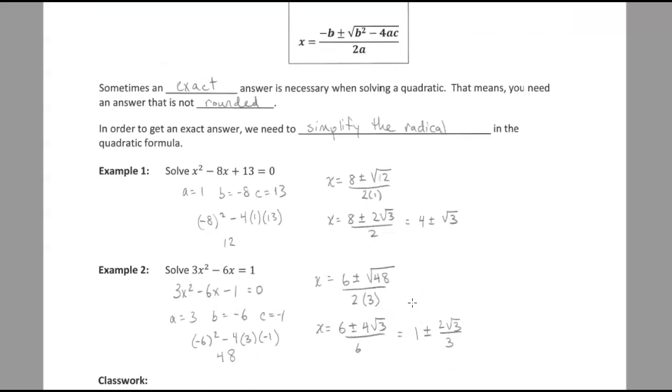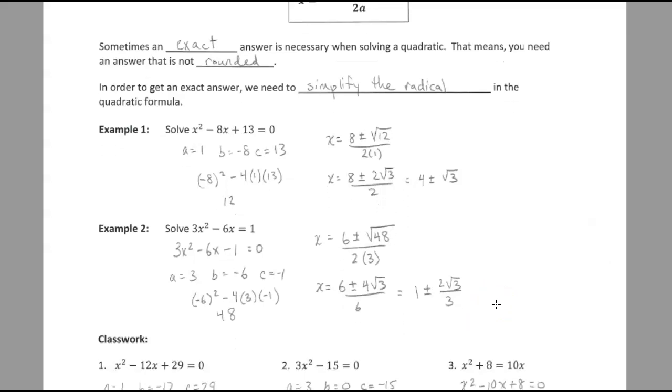Once I did that, discriminant came out to be 48. 48 simplifies to 16 times 3, so it's 4 root 3. And again, I divide the 6 by the 6, get 1. Divide the 4 by the 6, get 2/3. And I'm always going to put the root in the numerator if it's part of a fraction. And so 1 plus and minus 2 root 3 over 3 is my simplified version.